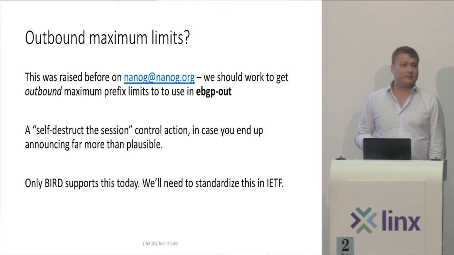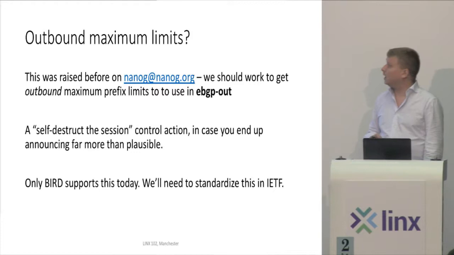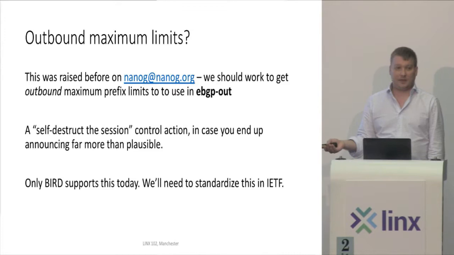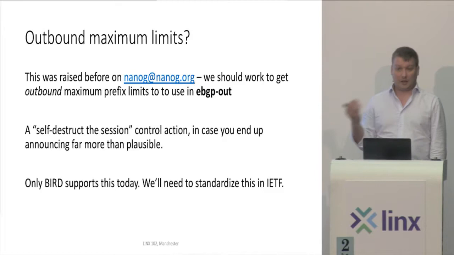Then there's another type of limit that does not really exist in the wild yet, but which I would like to exist more, outbound maximum limits. I think it's really useful that if I, as NTT, know that the current internet routing table is, say, 750,000 prefixes, that if we start announcing more than a million prefixes, we should proactively tear down the sessions because clearly something somewhere is wrong. And in self-destructing in such a context, we'd be doing our neighbors and ourselves a favor.